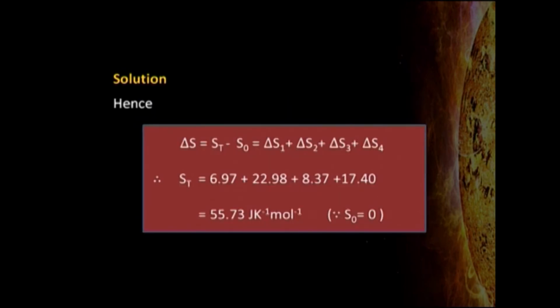Hence, delta S, which is equal to S_T minus S0, will be equal to delta S1 plus delta S2 plus delta S3 plus delta S4. Therefore, S_T will be equal to 55.73 joules per Kelvin per mole, as you know that entropy at 0 Kelvin is equal to 0. These were the applications of the third law of thermodynamics. Now we will continue with experimental verification of the third law of thermodynamics.